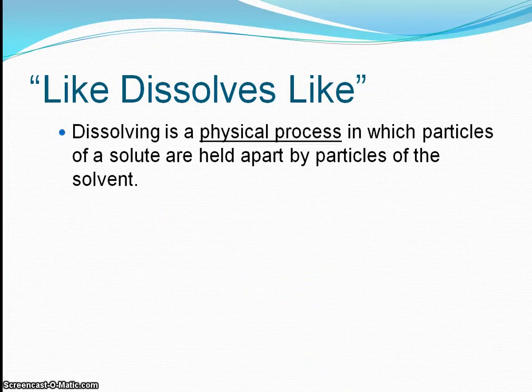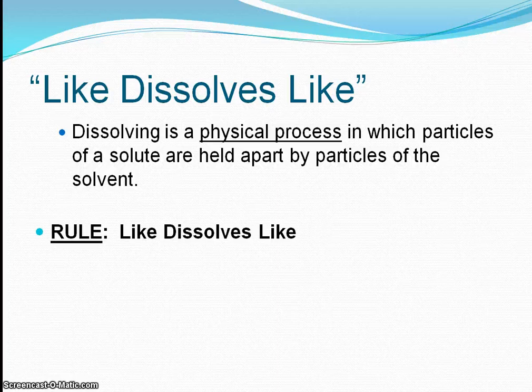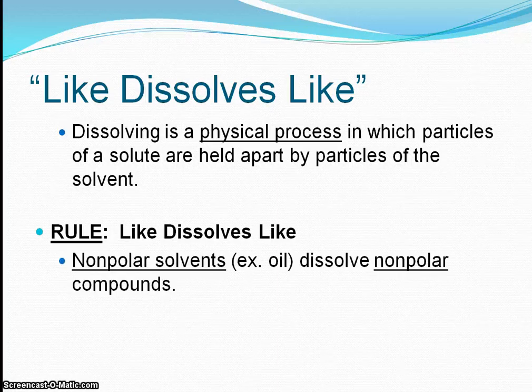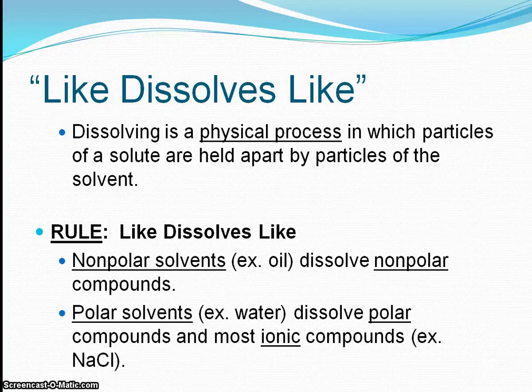And when you're trying to figure out if something dissolves, we use the phrase like dissolves like. Dissolving is a physical process. So first of all, it's not chemical. And the rule like dissolves like refers to covalent compounds. So nonpolar solvents can dissolve nonpolar things, and polar things can dissolve other polar things. But if you have something that's polar and something that's nonpolar, they will not be able to mix. So like dissolves like refers to polarity. Polar dissolves polar, and nonpolar dissolves nonpolar.